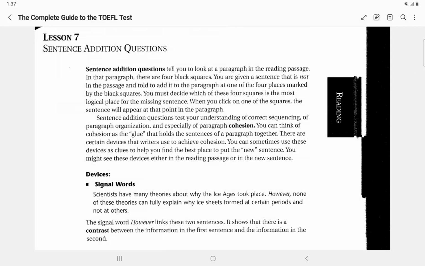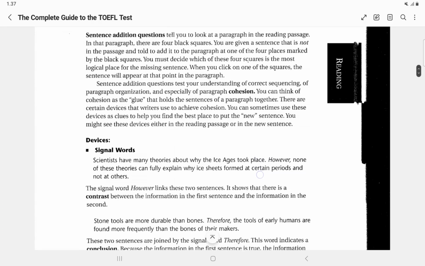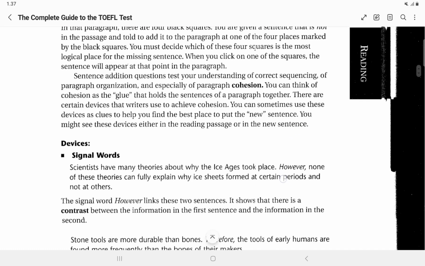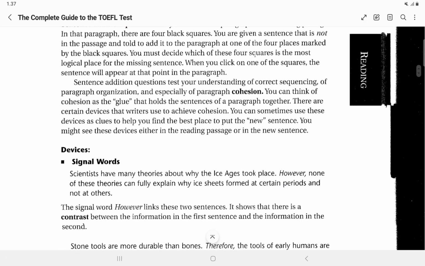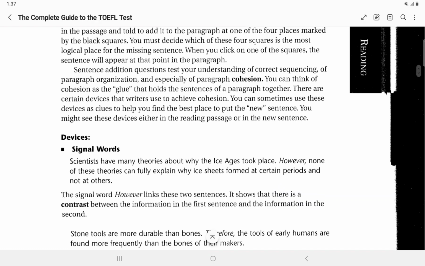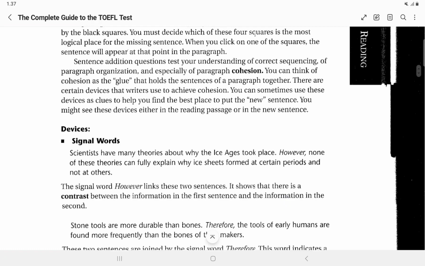The Complete Guide to the TOEFL iBT Test, Lesson 7, Sentence Addition Questions. Sentence addition questions tell you to look at a paragraph in the reading passage. In that paragraph, there are 4 black squares. You are given a sentence that is not in the passage and told to add it to the paragraph at one of the 4 places marked by the black squares. You must decide which of these 4 squares is the most logical place for the missing sentence.